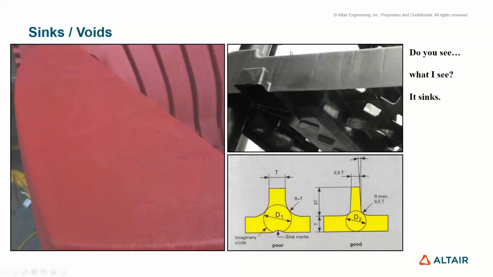Now, sometimes you just can't avoid it. Some parts, this is a utility shelf here, right? I'm going to see sinks in utility shelves because it doesn't make sense to pack out a utility shelf any more than what's necessary for dimensional stability. As long as I'm in dimensional stability, it's not a cosmetic part. This is not a bezel in your car.